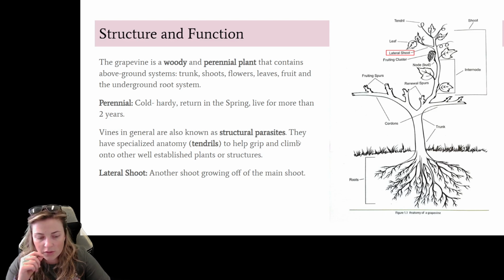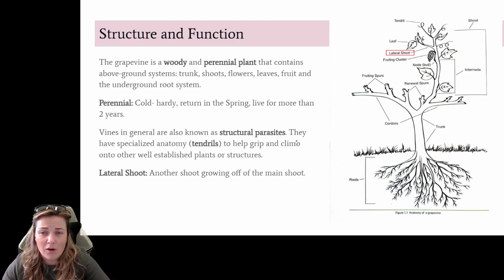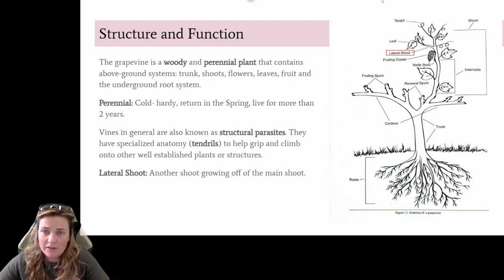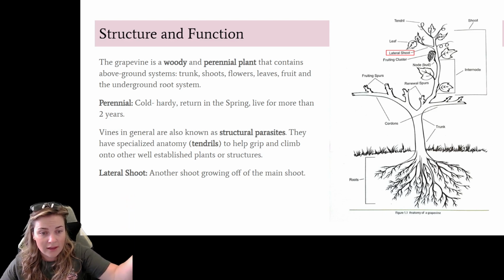They're also classified as perennial because they are cold hardy. They return in the spring and they live for more than 2 years. But the interesting thing about them that makes them like these monsters is that they're also known as structural parasites. They have these specialized parts called tendrils. They look cute, these little curly things. These work as hands that reach out and grip onto things that are more sturdy and then help the vine grow upwards to compete for sunlight and nutrients and just to survive, right?